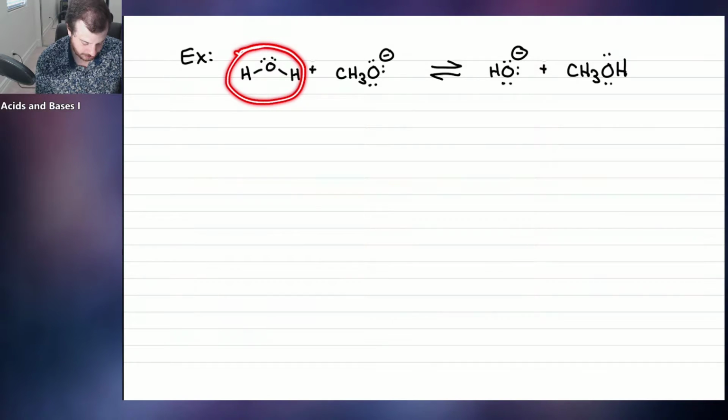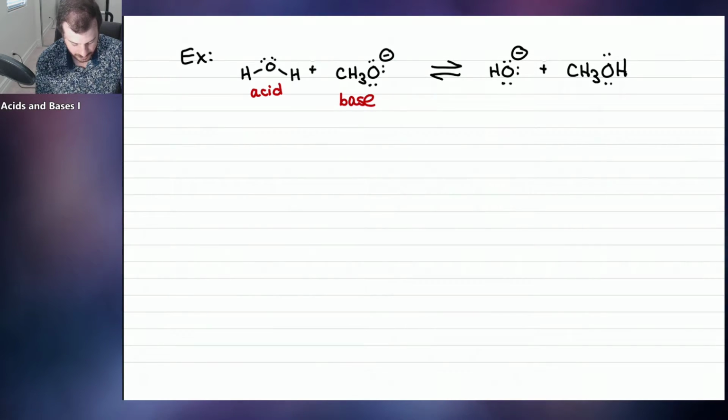Is it gaining or losing a proton? It is losing a proton. So H2O is our acid in this reaction, and that means our CH3O minus is our base. That means our HO minus is our conjugate base, and our CH3OH is our conjugate acid.